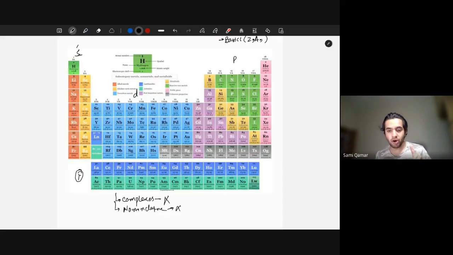The two important blocks are the S block and the P block, from where IMAT asks most questions. After that, we will do trends generally for electronegativity, ionization energy and atomic size, and then we will move on to electron affinity.